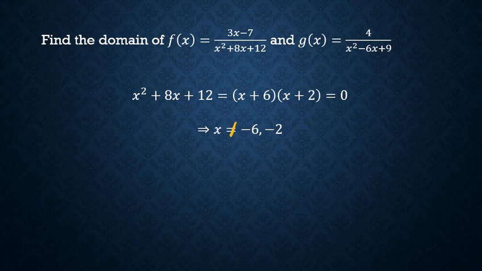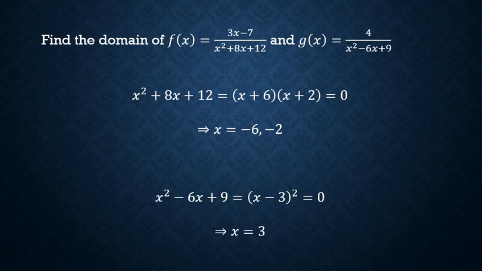So if you put a diagonal line through that, those are the only two x values that we cannot have. Everything else is good. The second one, x squared minus 6x plus 9. We're going to set that equal to 0 and solve for x. But that is a perfect square. That is x minus 3 quantity squared. So that means the factor x minus 3 has to equal 0, and that means x is equal to 3. So again, that's the x value that we cannot have in our domain. Every other x value is fine.